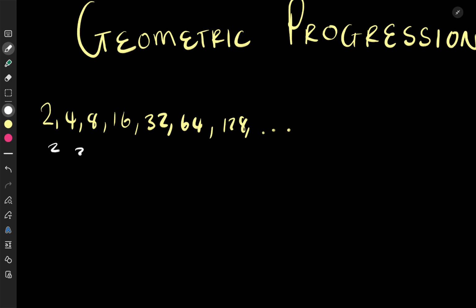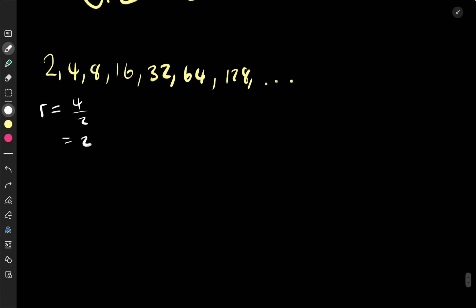Then you say 8 divided by 4, you get 2. 16 divided by 8, you get 2. 32 divided by 16, you get 2. 64 divided by 32, you get 2. 128 divided by 64, you get 2. So this is now a geometric progression with R of 2. So we can say R is equal to 4 over 2, which is 2. That is going to be your common ratio. And we saw that the common ratio is the term in front divided by the one behind.